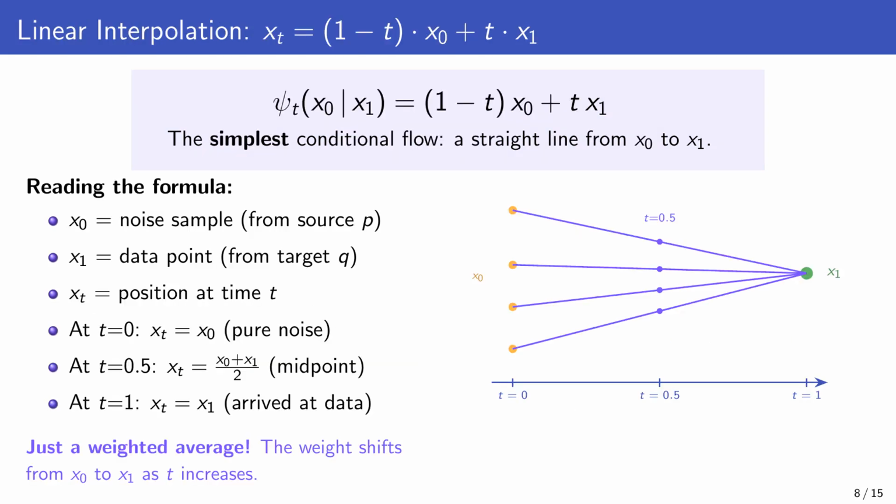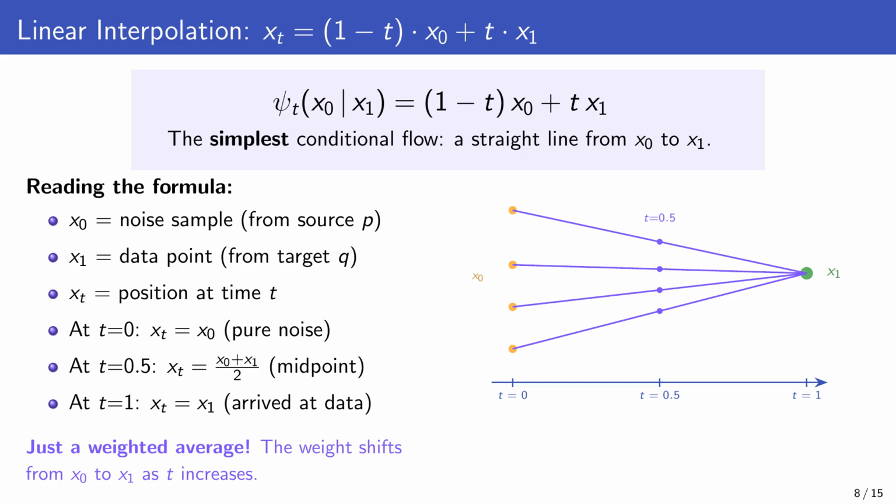Now we make a concrete choice. The simplest possible conditional path is a straight line. The formula is psi_t of x0 given x1 equals (1 minus t) times x0 plus t times x1. That is it, a linear interpolation. Let me unpack this. x0 is a noise sample drawn from the source distribution P, x1 is a data point from the target distribution Q, xt is where the sample finds itself at time t. The formula says, xt is just a weighted average of the noise sample and the data point, where the weight gradually shifts from x0 to x1 as time goes from 0 to 1.